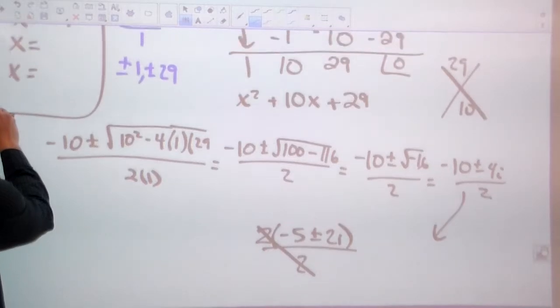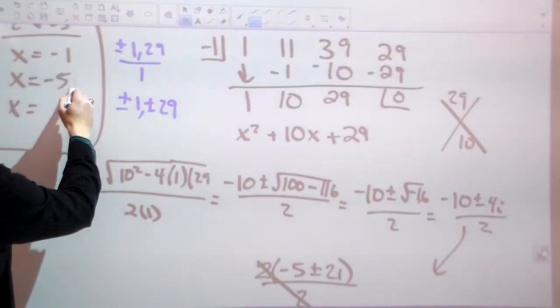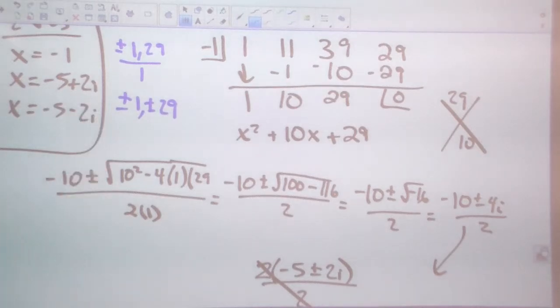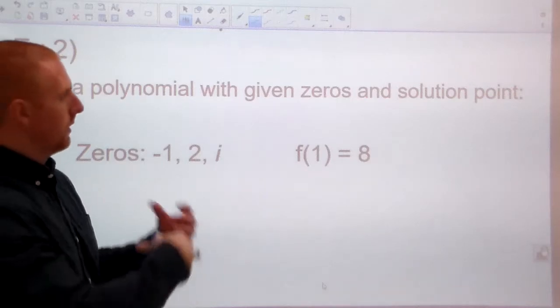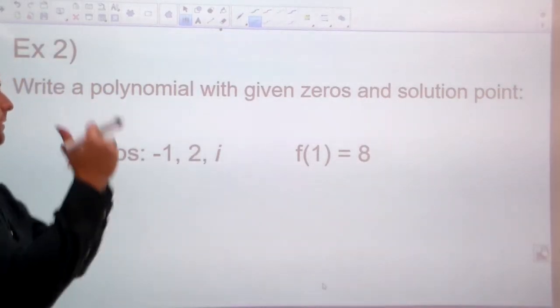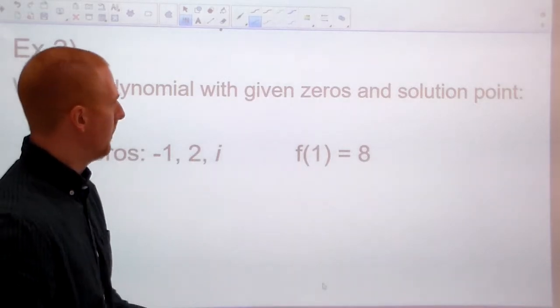And just to make sure that's clear, I'm going to write those separately up here. And that should do it. Those are my 3 solutions. Now, as always, we took a polynomial and broke it into its solutions, so let's take our solutions and build them up into polynomials. Now, you've already done this in Algebra 1.